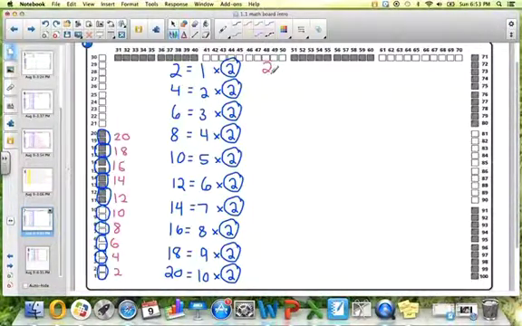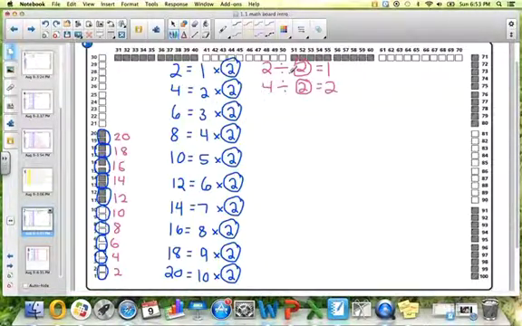So we're going to write 2 divided by 2 equals 1. Let's do the next one. I know you're probably like, what is Miss Vervynck doing right now? Okay, so the next one. 4 divided by 2, remember to circle that 2, equals 2. So maybe now you're starting to see a little pattern.